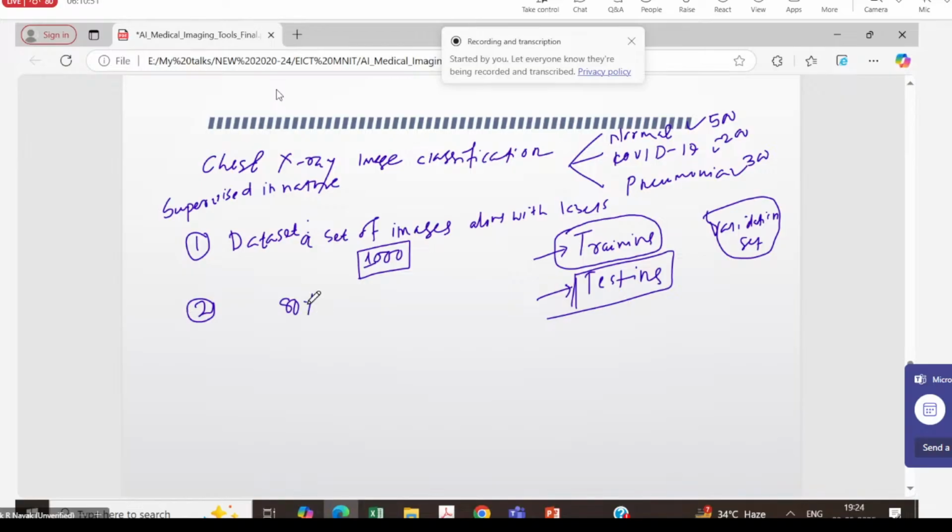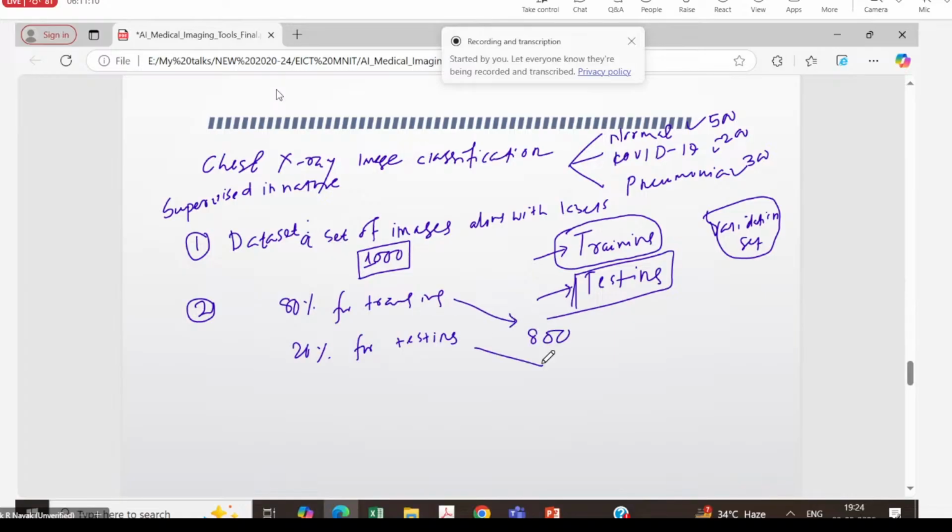So let me choose 80% for training and 20% for testing. That means I can easily compute here that out of 1,000 samples, 800 samples will go to training and 200 images will go for testing.